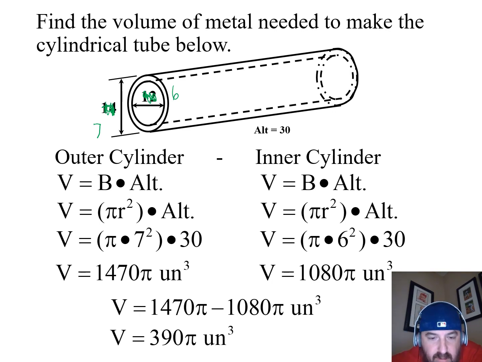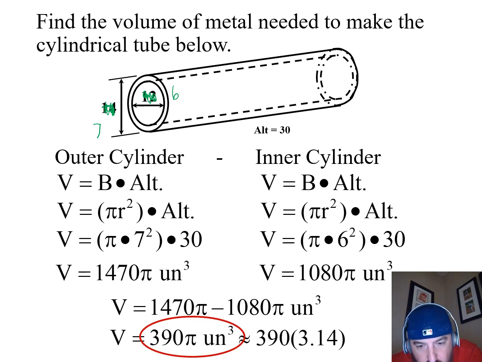So you could leave your answer like that if they ask you to, but if they want to know to the nearest tenth or the nearest hundredth, we're going to have to multiply. So 390 times 3.14 is approximately 1,224.6 units cubed. All right, there we go.